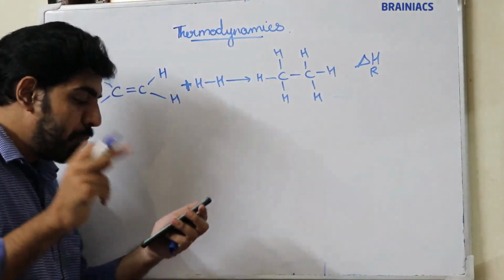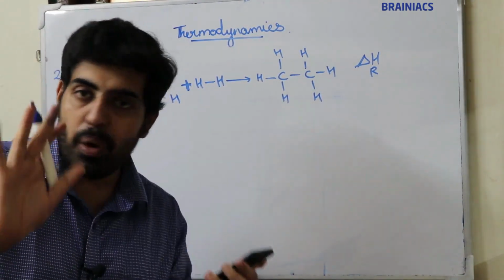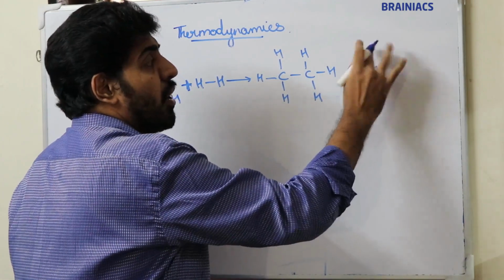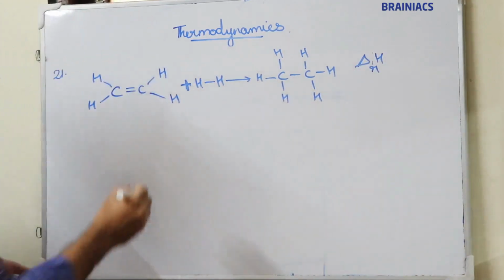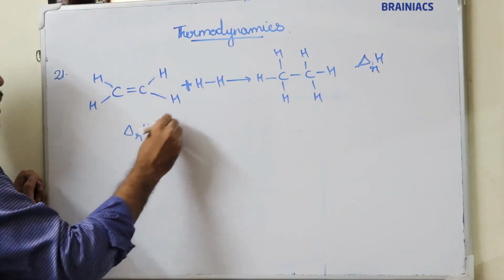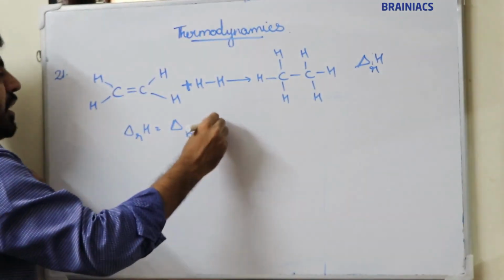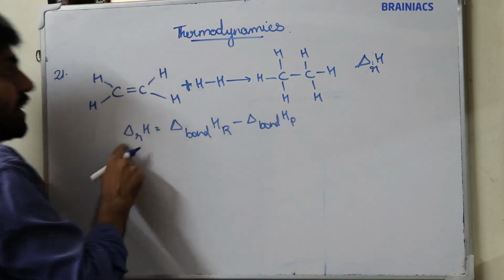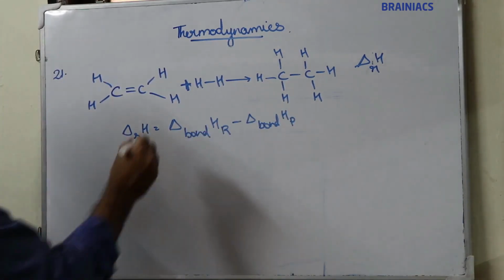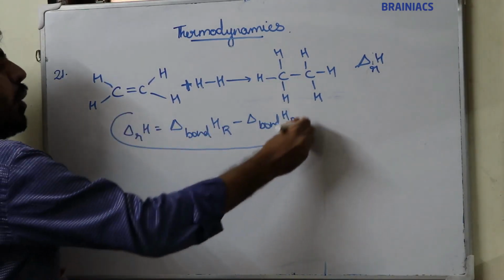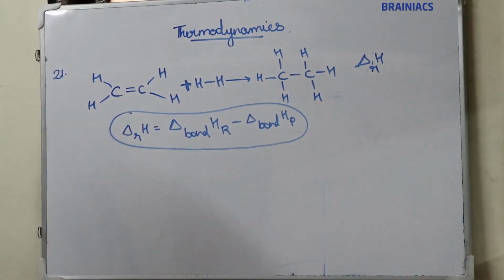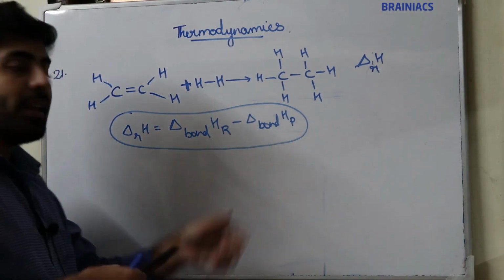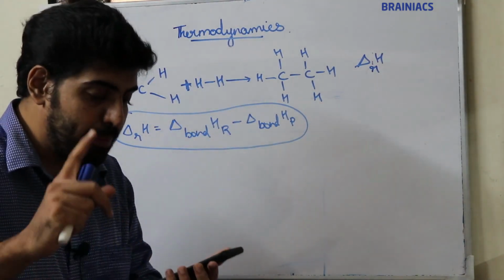Now, here bond enthalpies are given. Bond energy means bond enthalpy. What is the equation to calculate enthalpy of reaction if bond enthalpies are given? Enthalpy of reaction is equal to bond enthalpy of reactant minus bond enthalpy of product. Now here, first we have to calculate bond enthalpy of reactant.